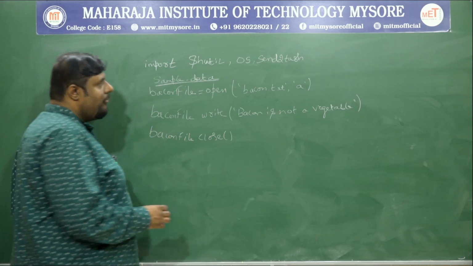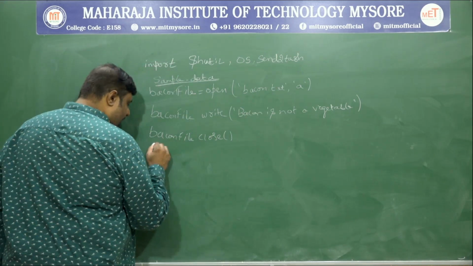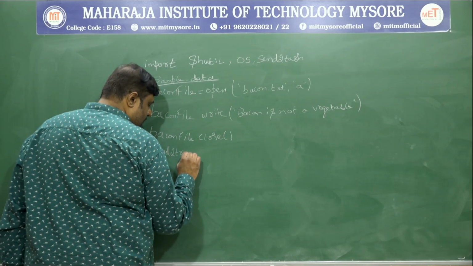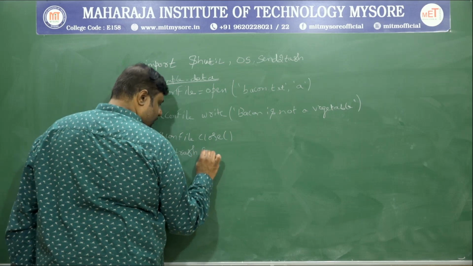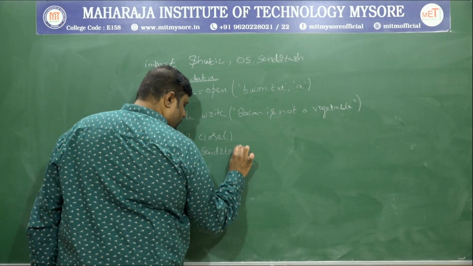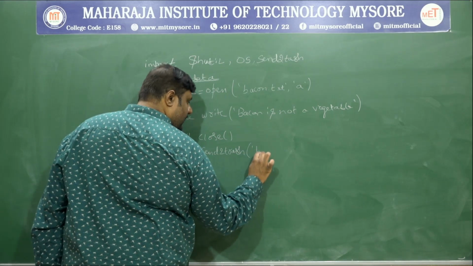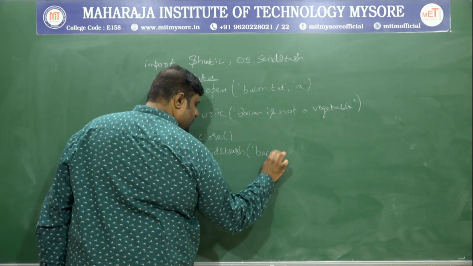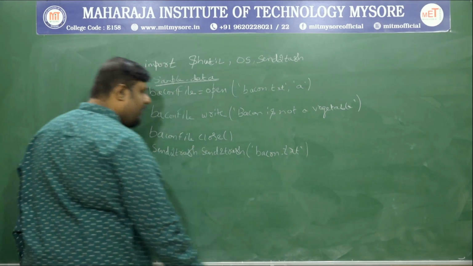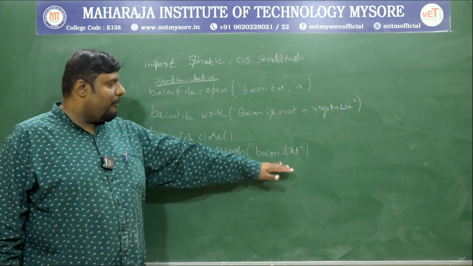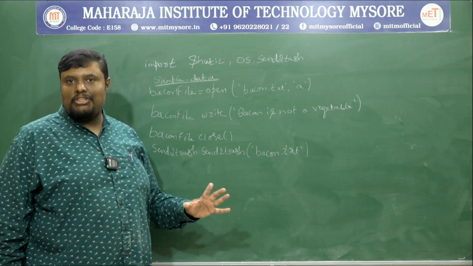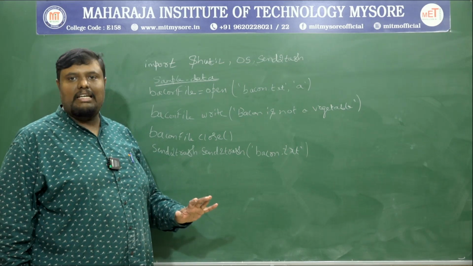So how do you use this? Inside that module, send to trash, there is a command called send to trash. So send to trash dot send to trash of the file name. What is my file name? Bacon.txt. Right? If I do this, it will remove this file and move it to trash. It is not deleting it permanently.